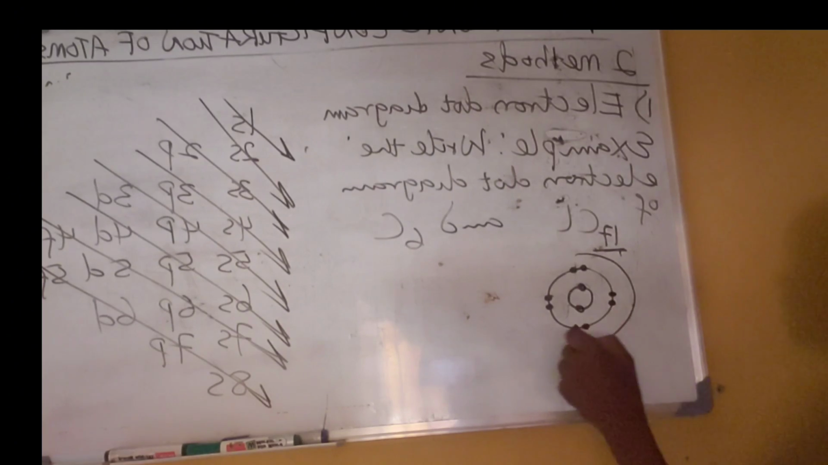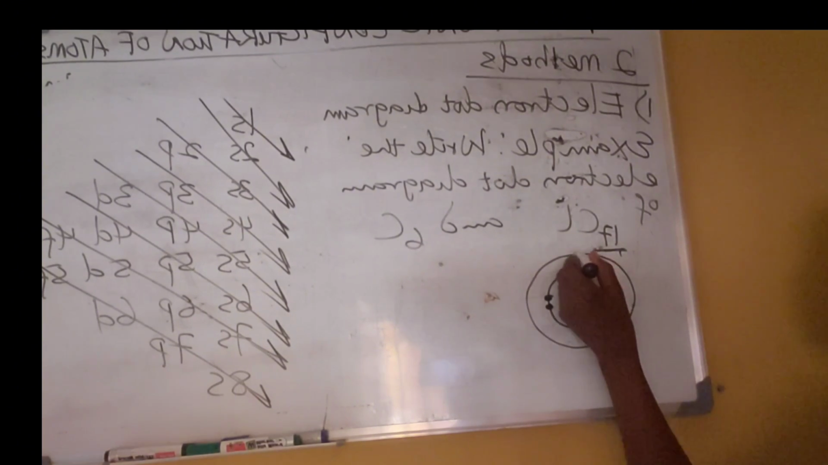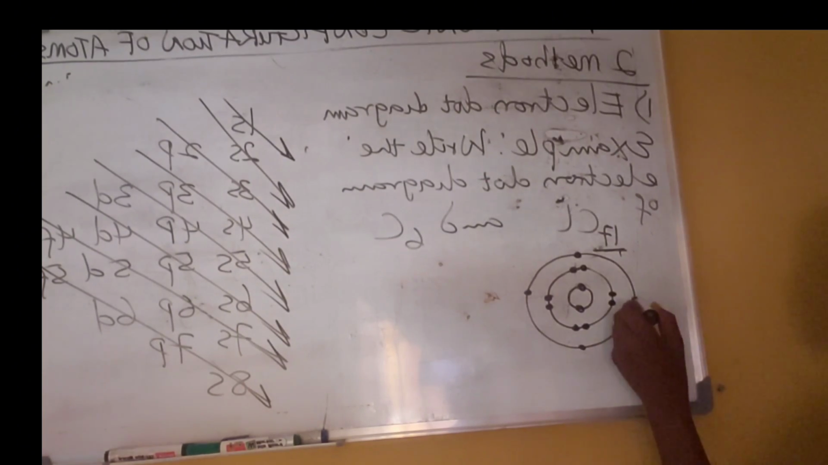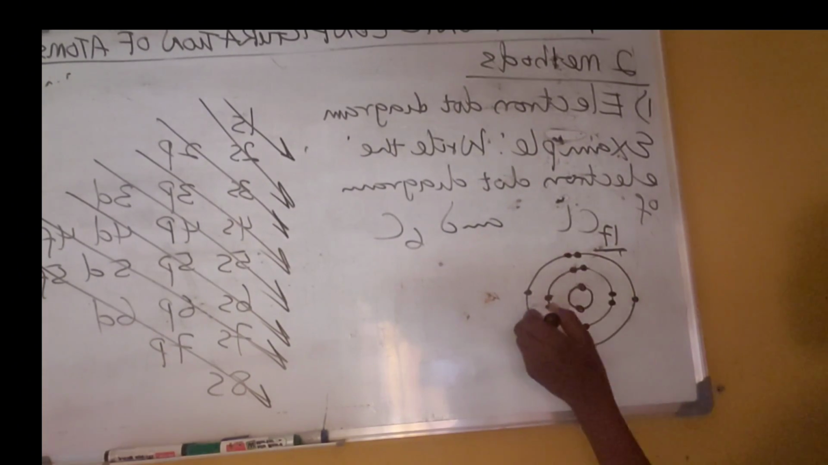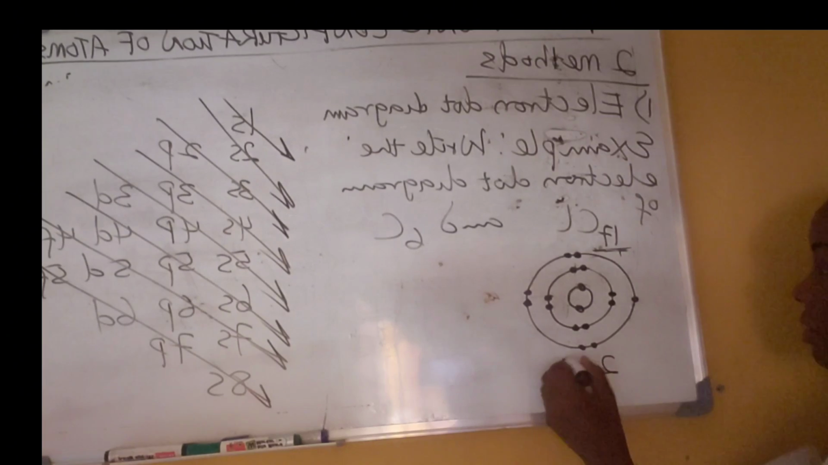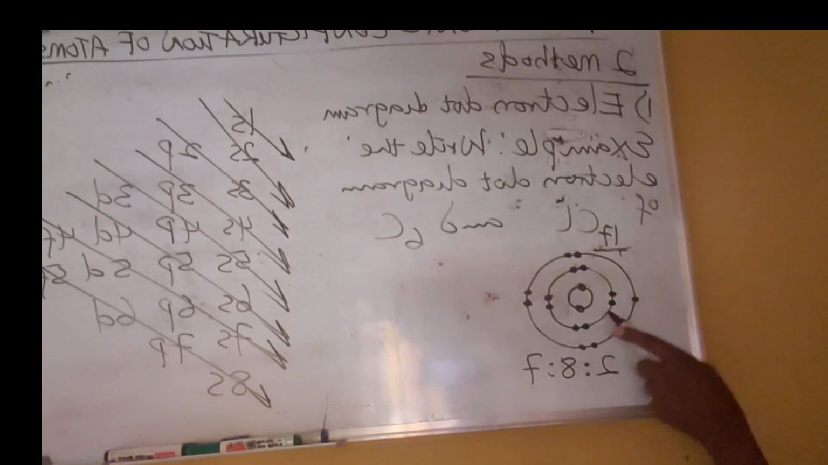So we'll add another shell. Remember, we have given 10 already, so we continue to count: 11, 12, 13, 14, 15, 16, 17. So that is the whole of the electrons given to us here. According to the shells, we have 2 for the first shell, 8 for the second, and then 7 for the last one. So this is the electron dot diagram for the chlorine atom.